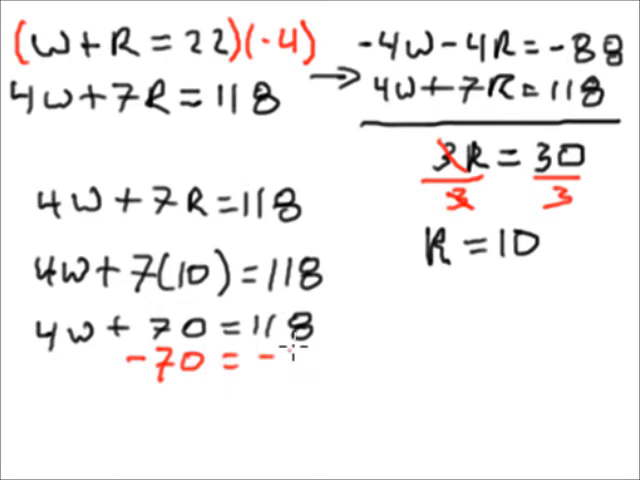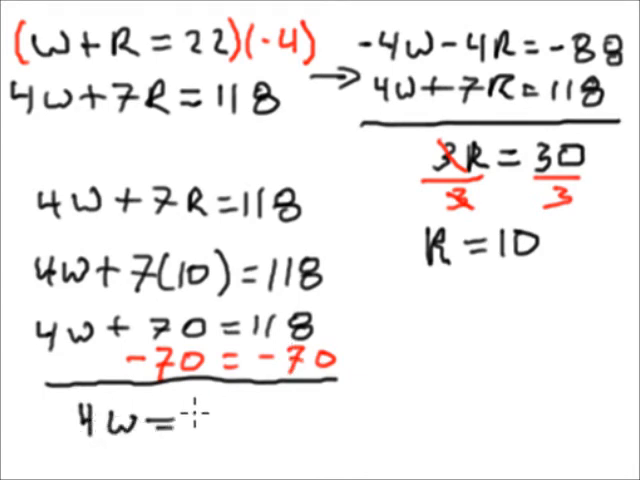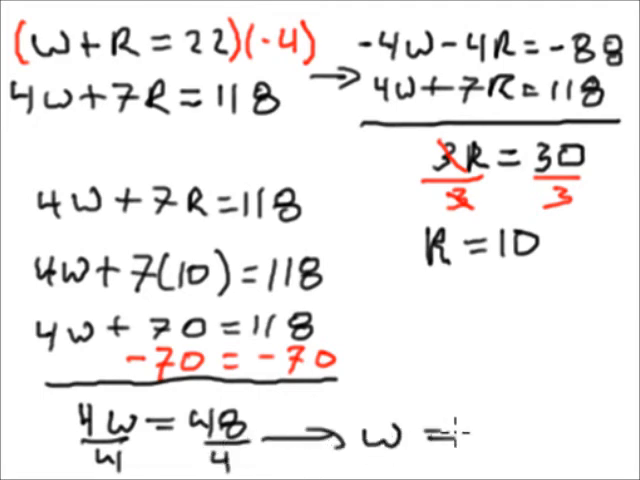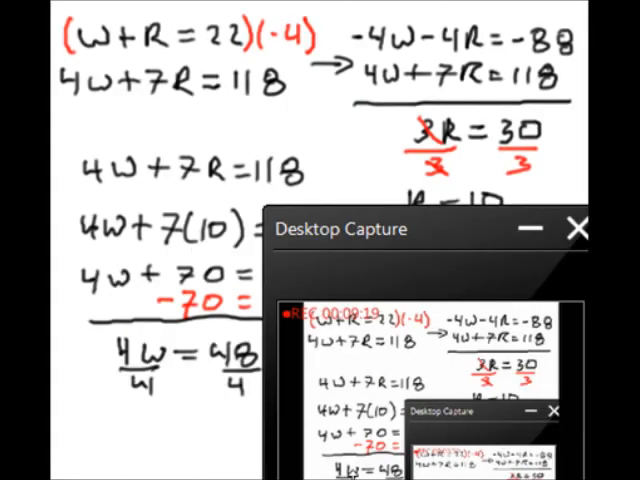So we'll go ahead and subtract 70 from both sides. And if you do use the first equation, you already know the answer is 12. Okay, because if W plus 10 is 22, then W has to be 12. So, but let's just finish what we have here. 4W is equal to, what is that, 48? And if you divide both sides by 4, you get W is equal to 12. Okay? So there we go. We have 10 red chips and we have 12 white chips.